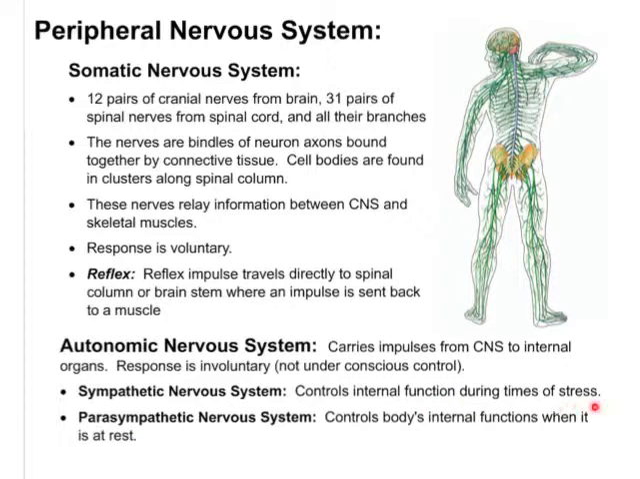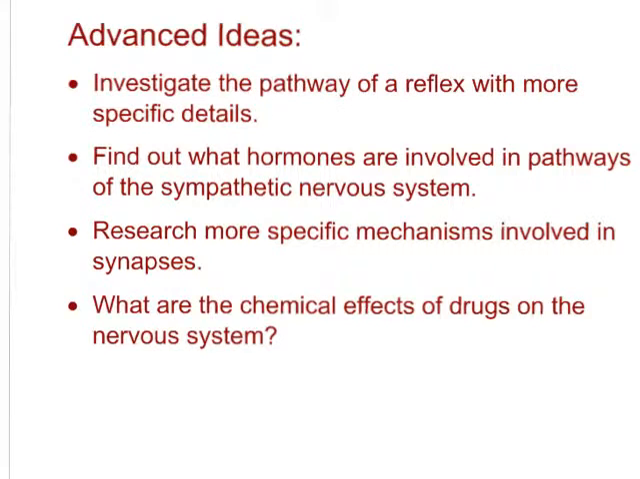Sympathetic controls internal functions during times of stress. When extremely stressful situations happen, the sympathetic nervous system takes over for the most part. The parasympathetic nervous system controls these internal functions when the body is at rest and not under extreme duress.